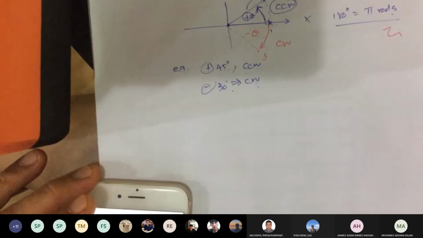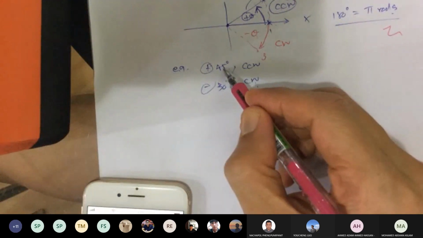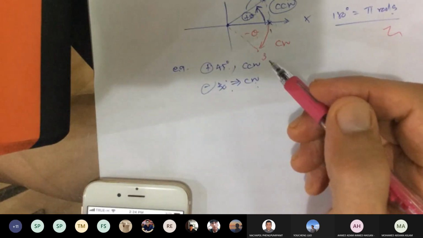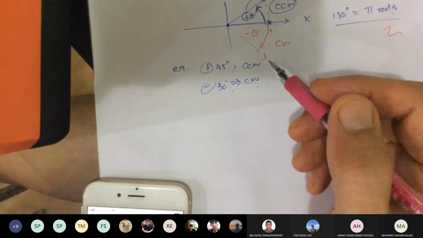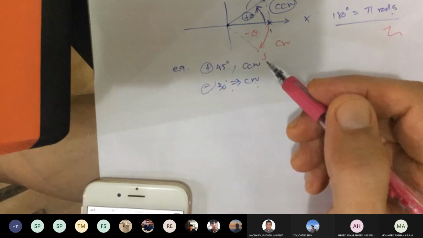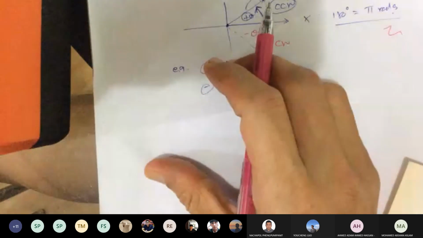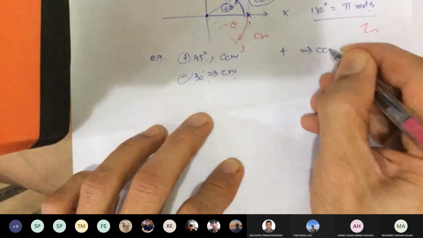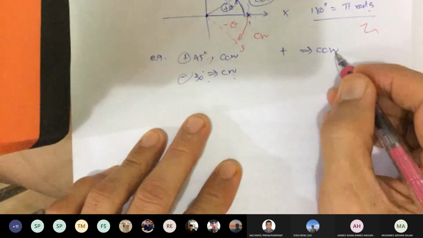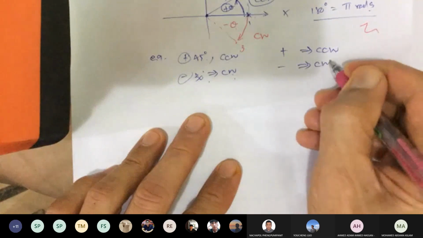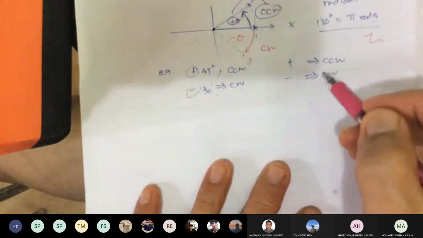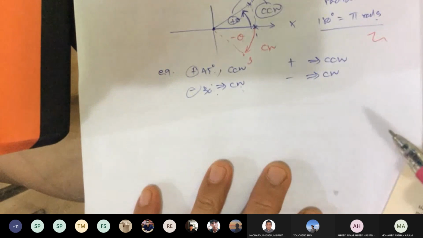Okay, so the sign of theta will give you the direction already. So this is angular position. Positive gives you CCW rotational direction. Negative is CW. So instead of a linear motion from left to right, up and down, these are the only two directions that we have in an angular position.